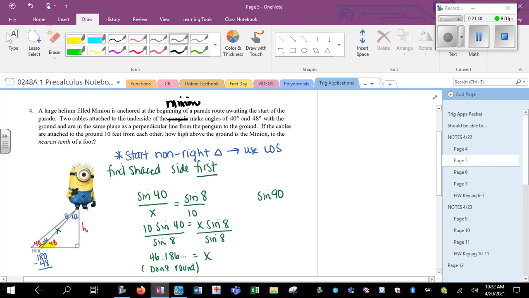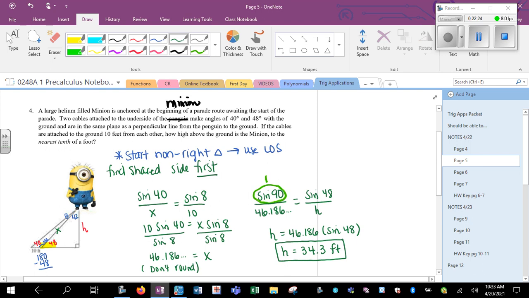So the sine of 90 for the right angle is opposite the side we just found. And that's going to equal the sine of 48, which is opposite the height of the triangle. Since the sine of 90 is equal to 1, and I know that from my unit circle, h is really this 46.186 number times the sine of 48. Type that in, round to the nearest tenth, and our minion balloon is 34.3 feet above the ground.